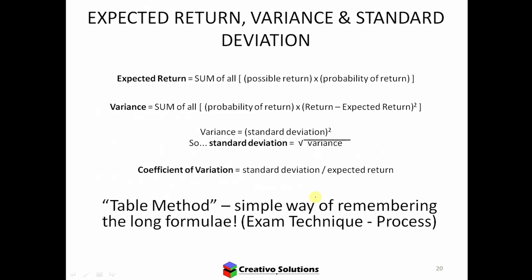So do I need all these fancy equations? Well, the answer is no, you don't. There is a table method that can be applied, and this is a really simple way of remembering all these long equations. I don't know if you're going to be assessed open book. In other words, will you have your notes and your formulas with you when you're writing your final assessment, or will it be a closed book assessment that you'll have to write in some sort of exam venue under invigilation? So the table method is just a nice method that can help me calculate coefficient of variation, variance, and standard deviation without having to remember all these equations.